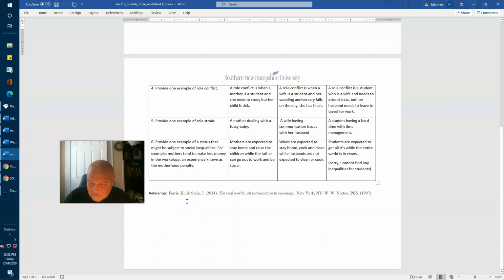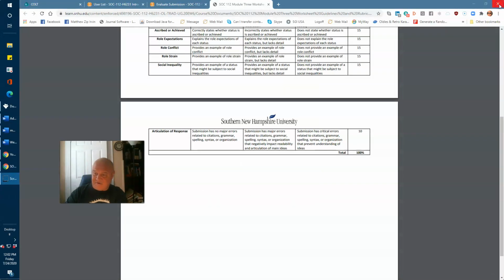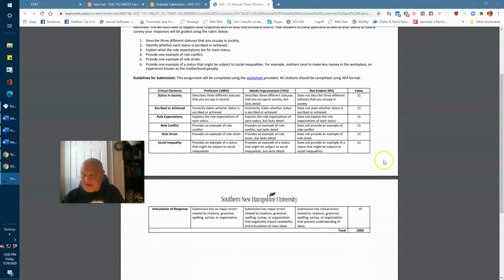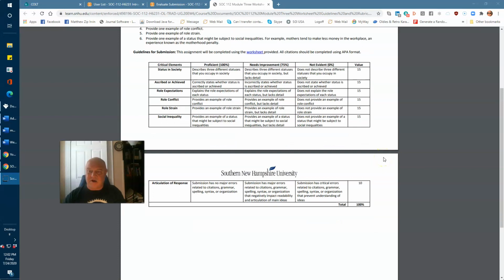And then she provides a reference. She links this to the material. She links it back to the chapter. Okay? So let's go back and look at this, and then I'm going to talk a little bit about some problems.